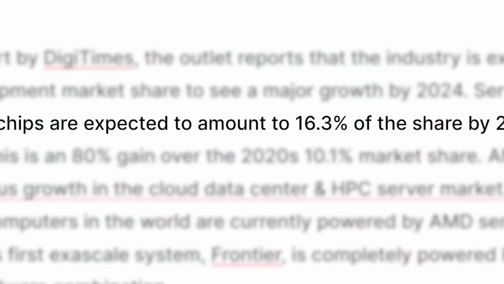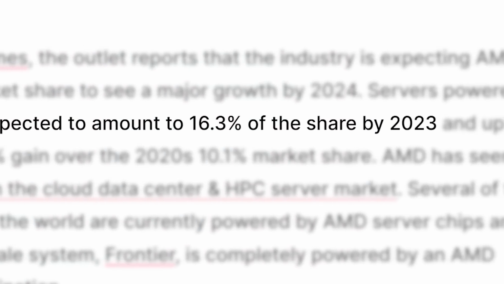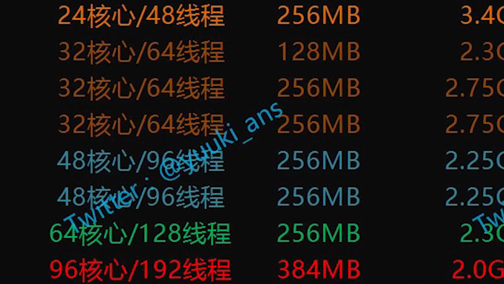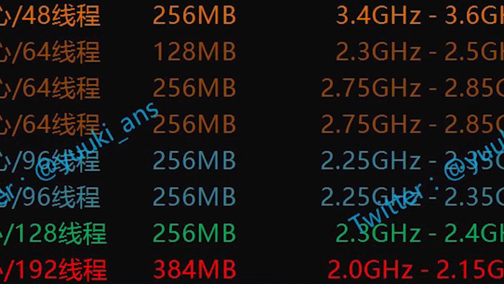We've already seen a recent story that shows AMD is expected to take quite a bit of market share from Intel, but with numbers like this, I'd be surprised if AMD doesn't do even better.